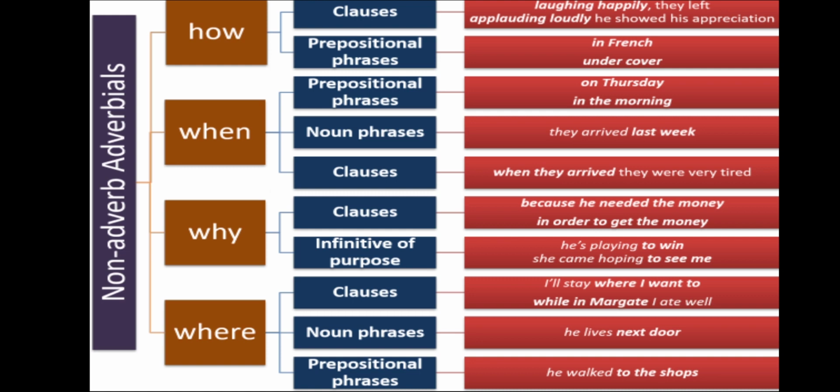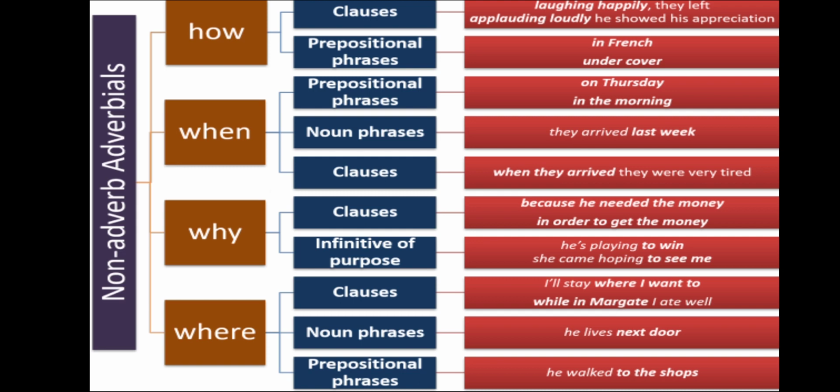Where, why, clauses: because he needed the money, in order to get the money. You get the example of it. Infinitive of purpose: he's playing to win. She came hoping to see me. We are clearing our purpose by the infinitive. Where, clauses: I'll stay where I want to.